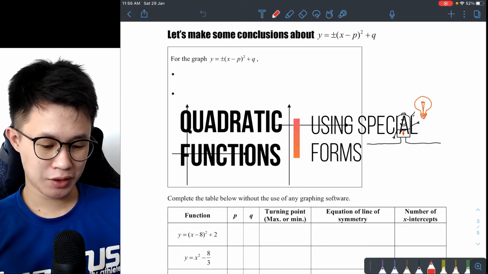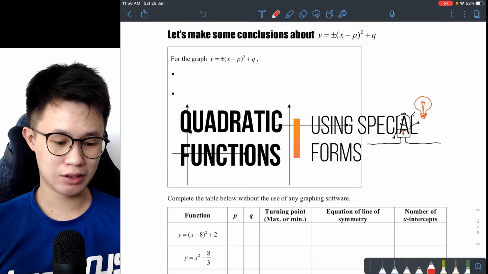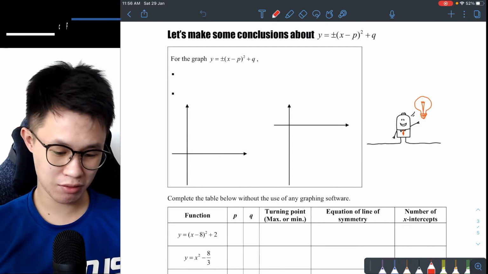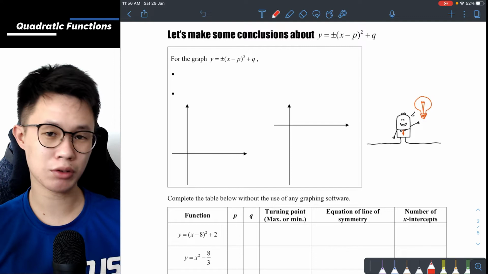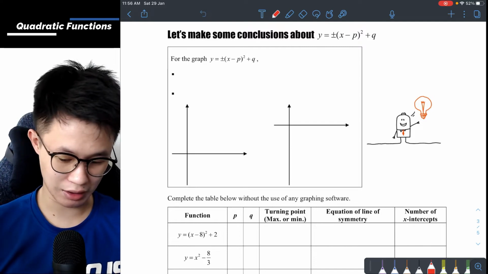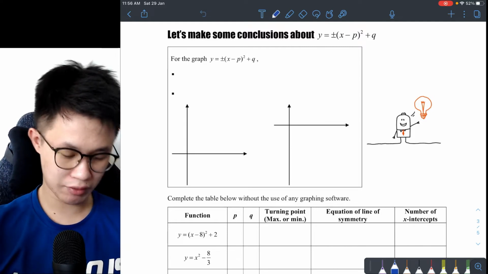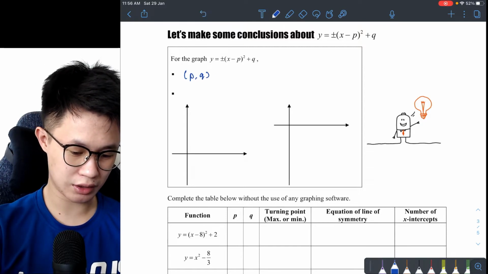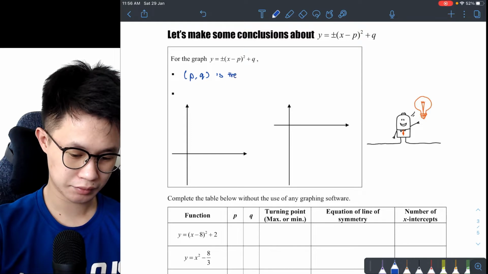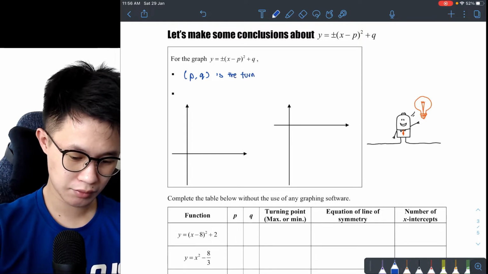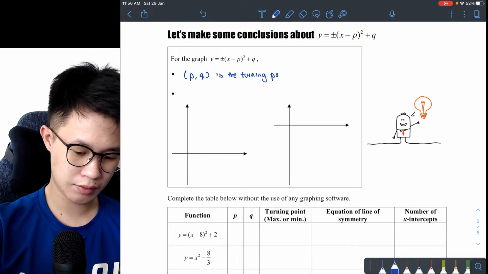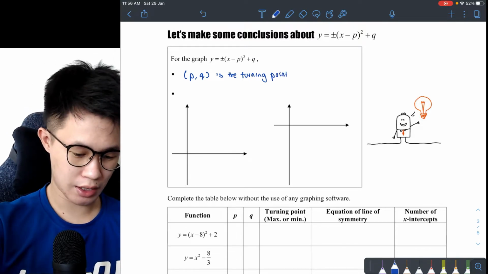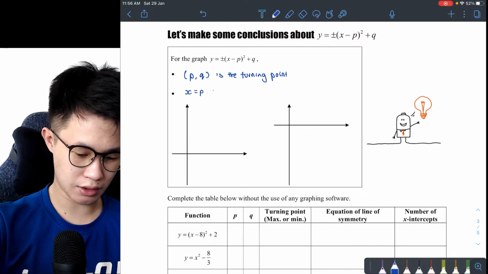Okay, from the previous activity, we looked at y equals plus or minus (x minus p) bracket squared plus q. So let's just make some conclusions. I made some conclusions just now, but let's make them again. It's pretty simple. If we have a graph like that, this means that (p, q) is the turning point. And in this case, x equals p is the line of symmetry.